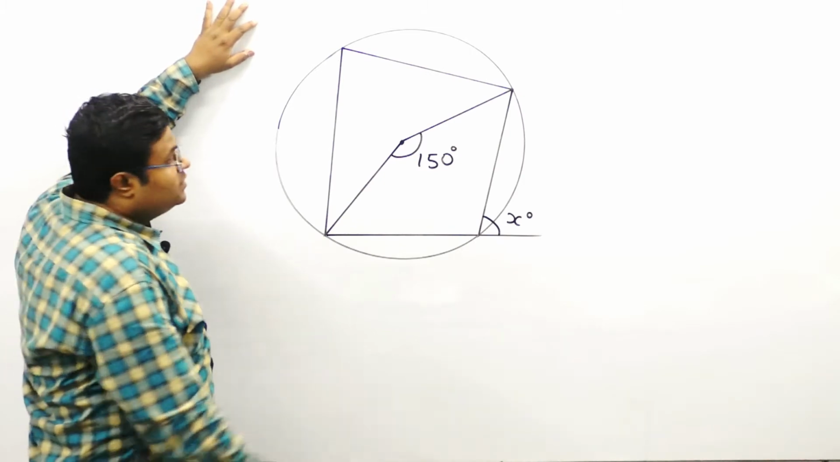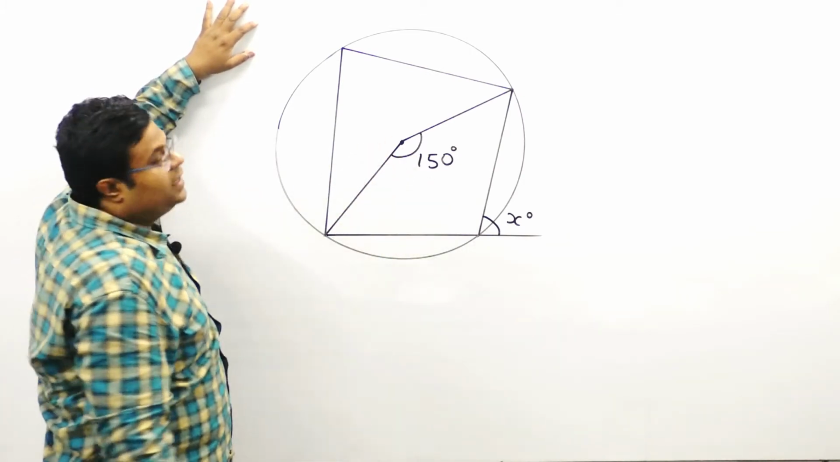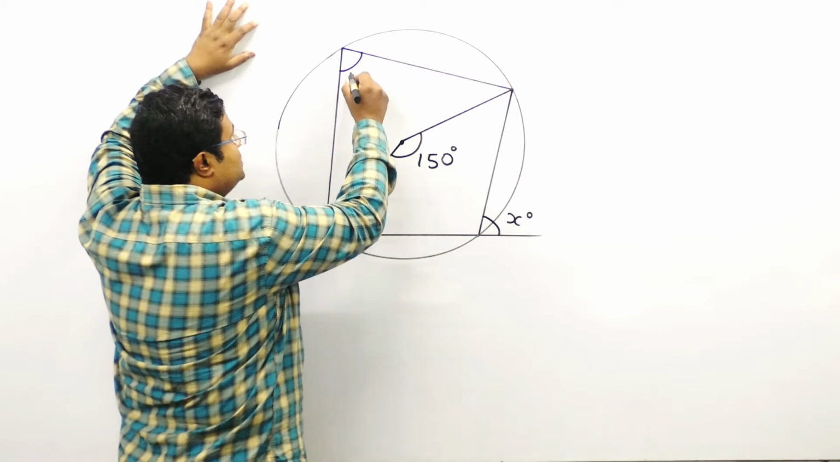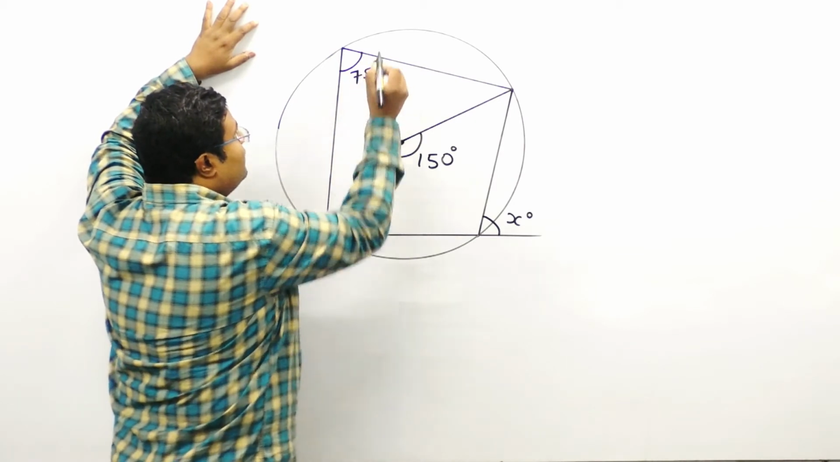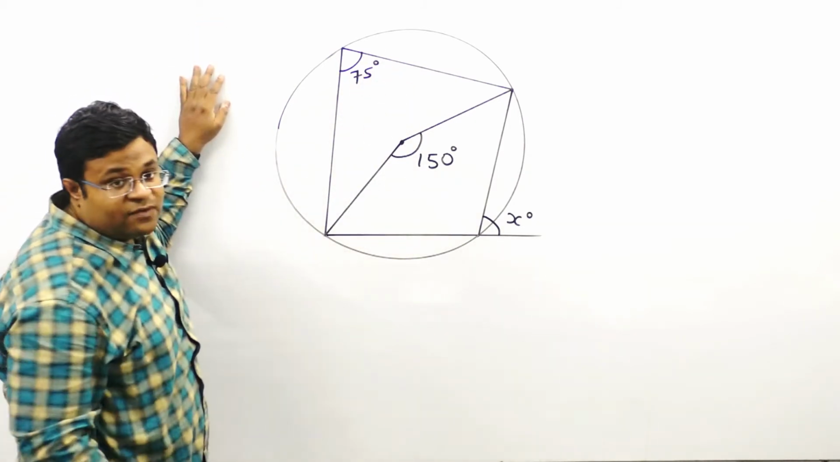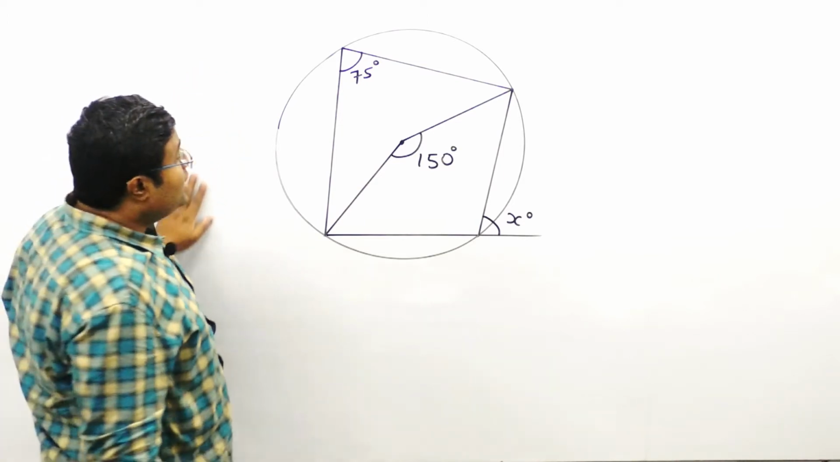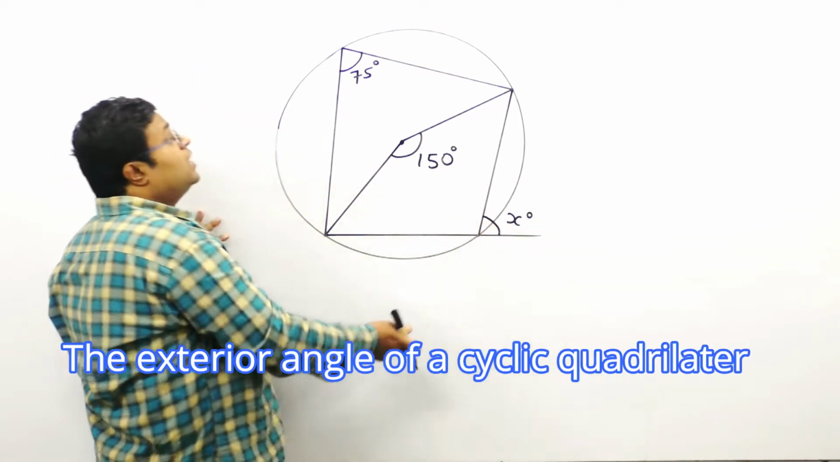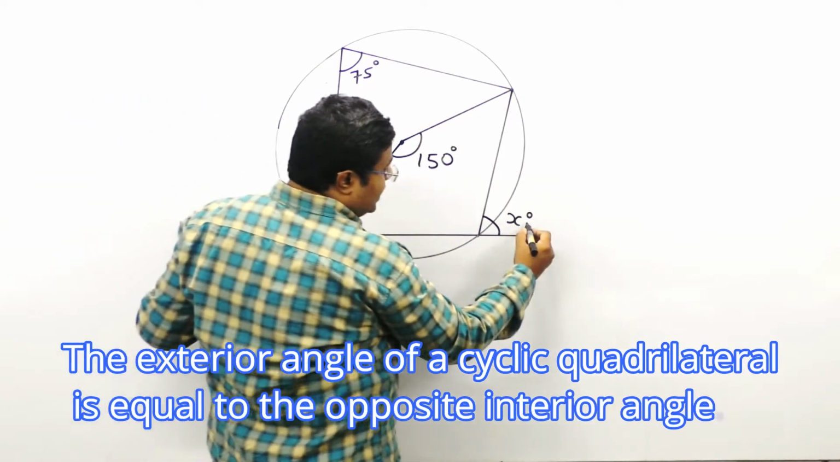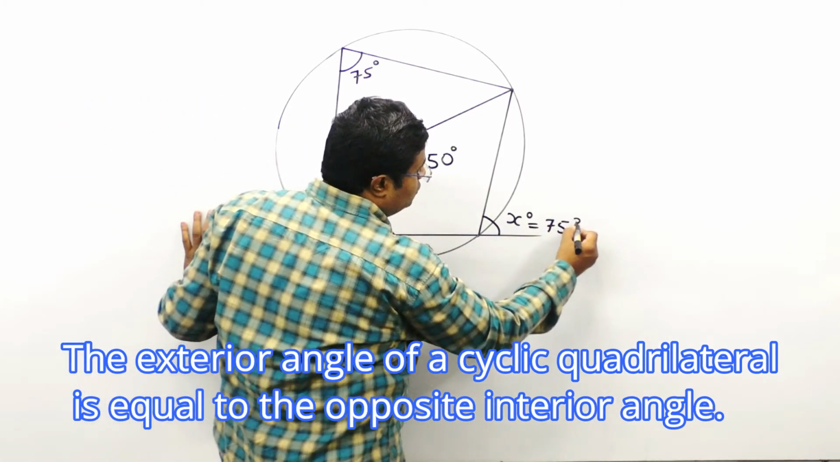So children, if this is 150 degree, this will be 75 degree. And then we can straight away use the cyclic quadrilateral property that the exterior angle of a cyclic quadrilateral is equal to the opposite interior angle. X is equal to 75 degree.